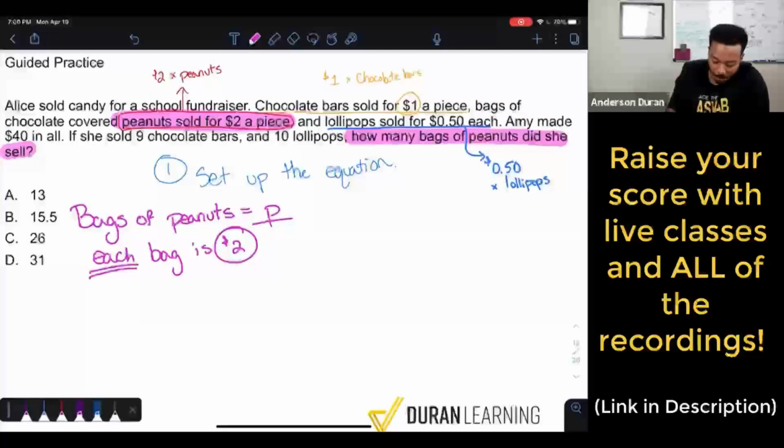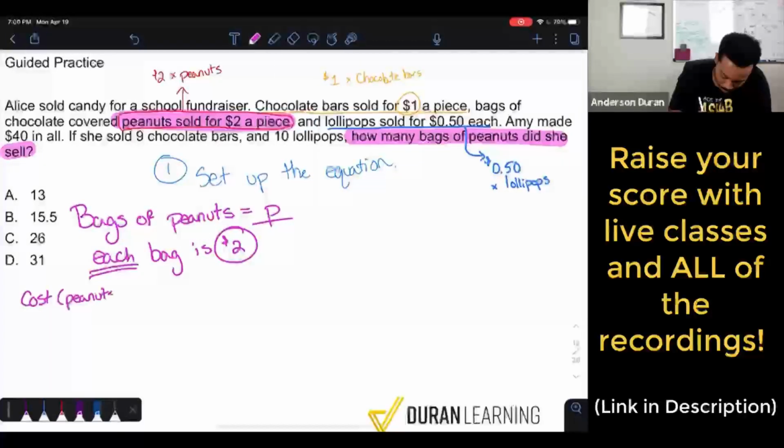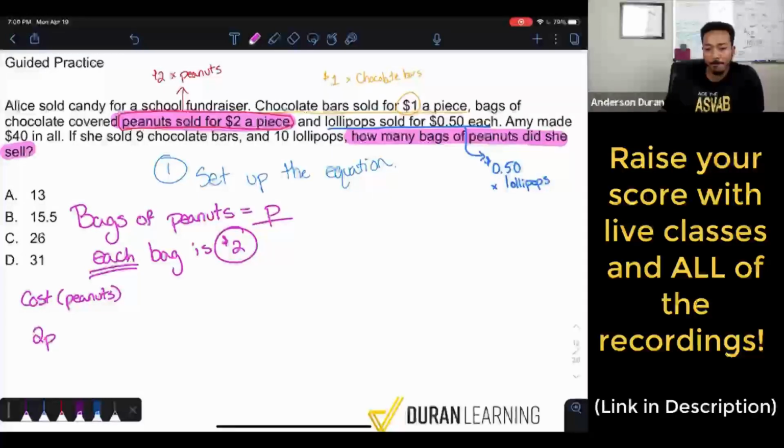We are multiplying. And so you can say that for the cost for peanuts, you could say 2 times P, right? Is that fair to say? 2 times P, right? Yeah, that's pretty fair. Every bag times 2. Now, let me go ahead and talk about all of the other information, because we don't have enough information with just peanuts, but we do know that chocolate bars sold for $1 a piece.